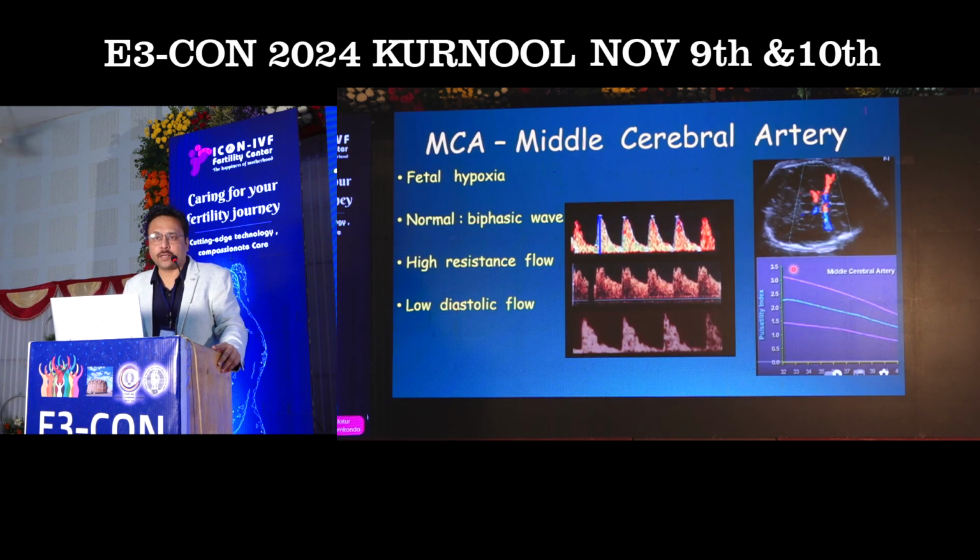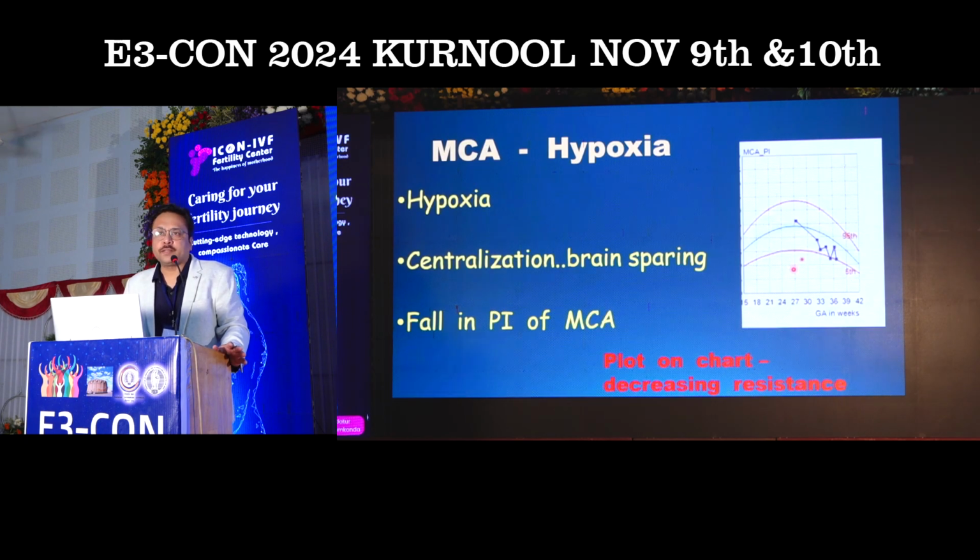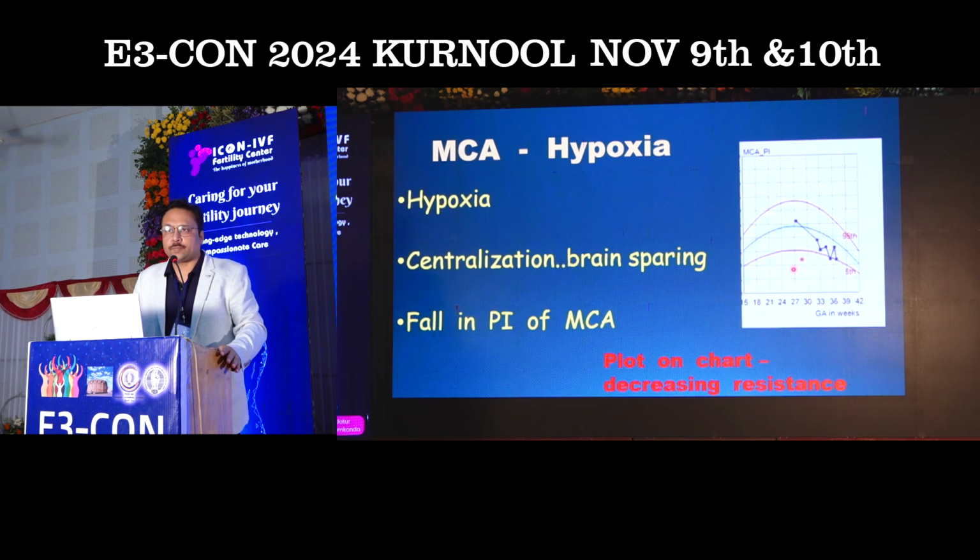Next is middle cerebral artery. It is an indicator of fetal hypoxia. Normally, it has a biphasic wave. Normally, it is a high resistance flow, but in response to hypoxia, there is centralization. It is called the brain sparing effect. More blood flow is drained to the fetal brain, diastolic flow is increased, and the MCA PI goes on decreasing.